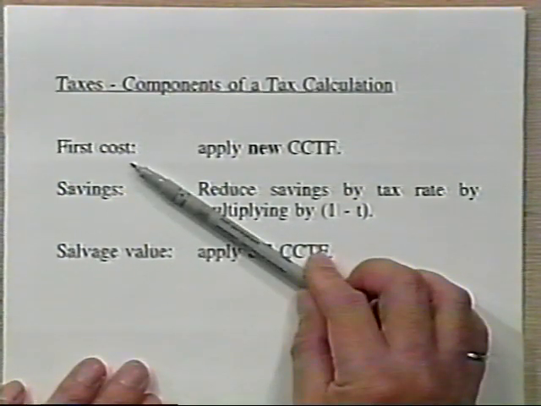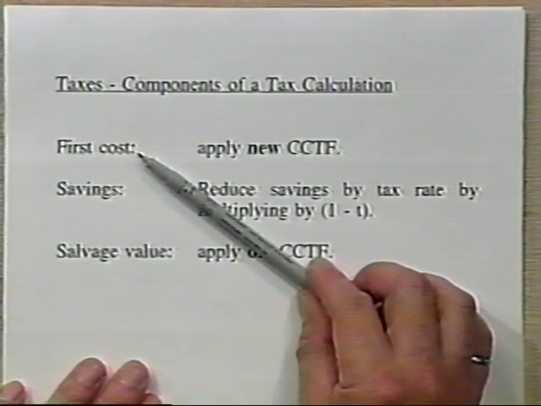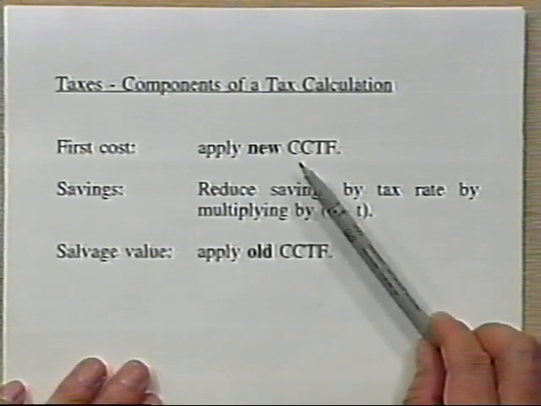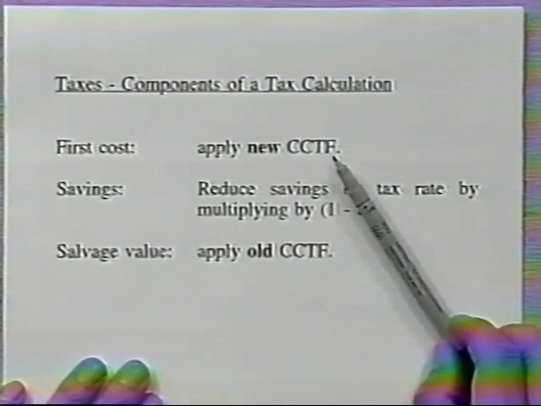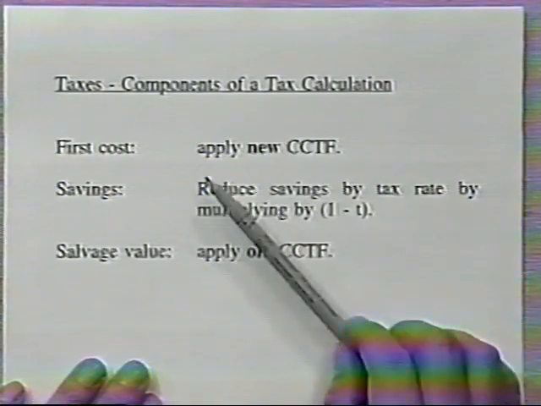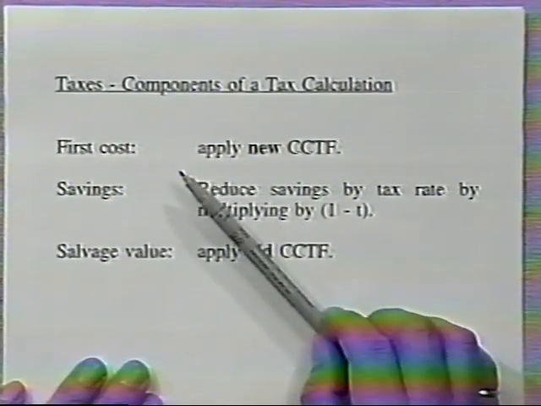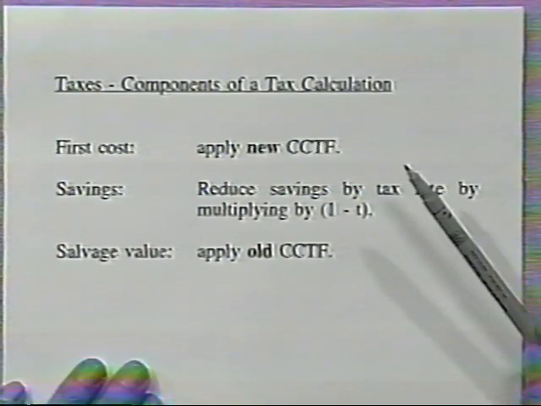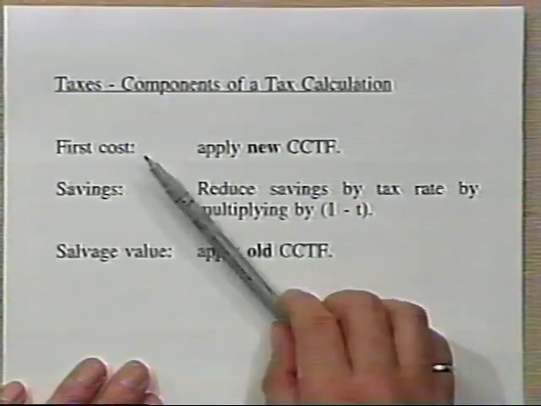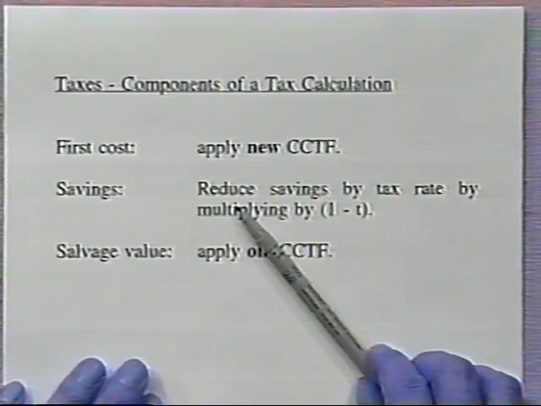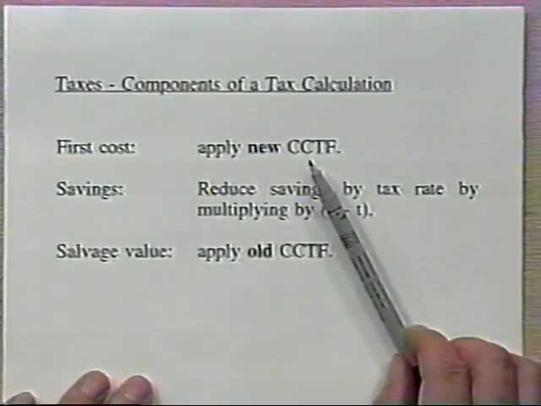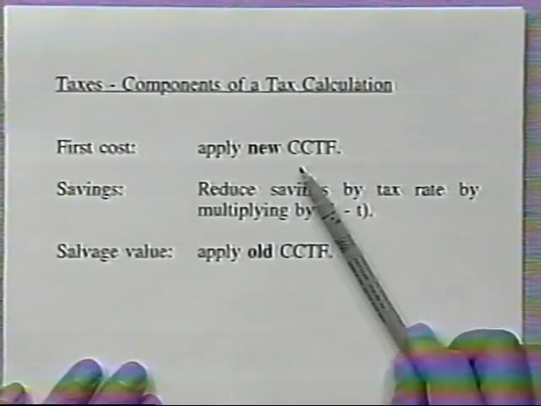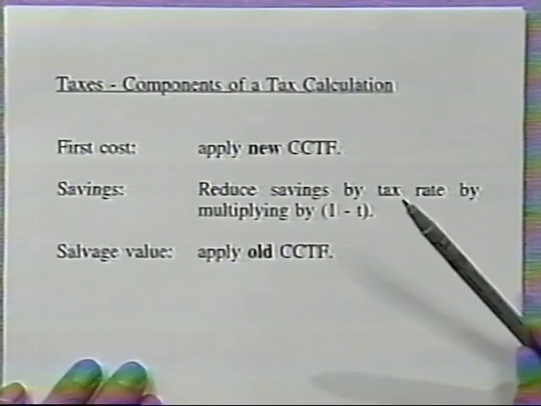First cost. We know from previous work that the capital cost tax factor allows you to determine the present worth of an asset, taking into account the future benefits of depreciation. So the first cost, when you're considering all the components of taxes, has to be reduced by that capital cost tax factor.